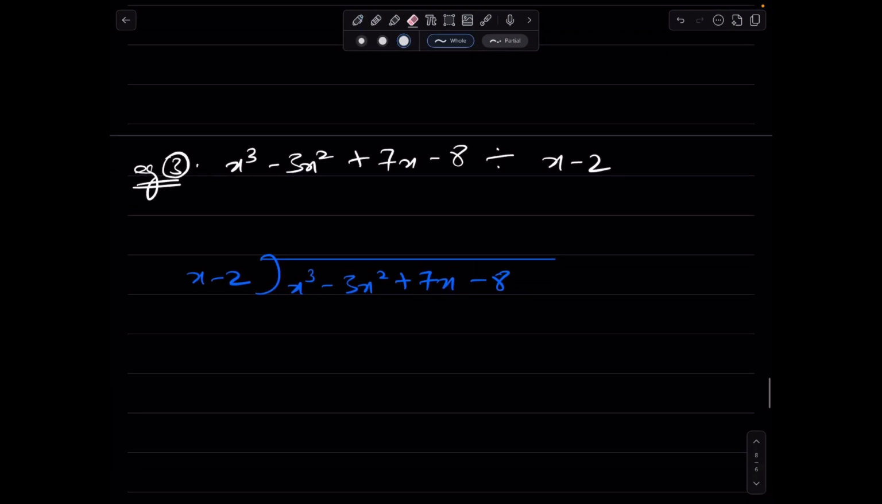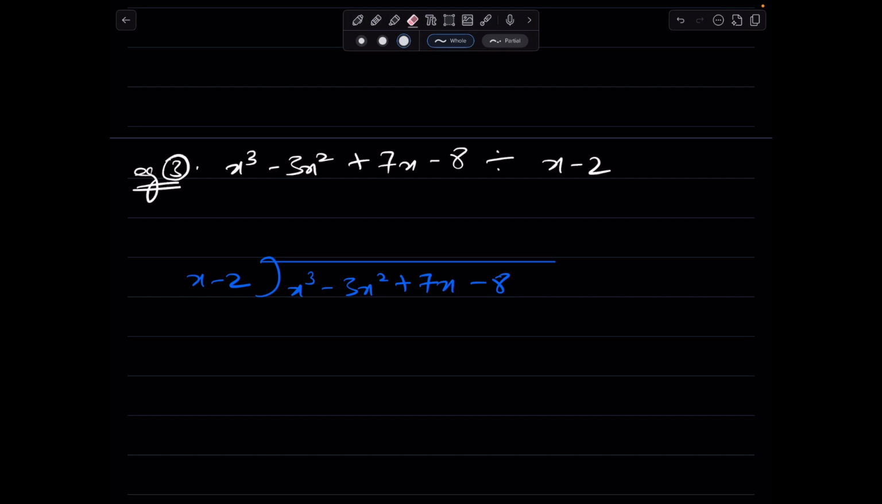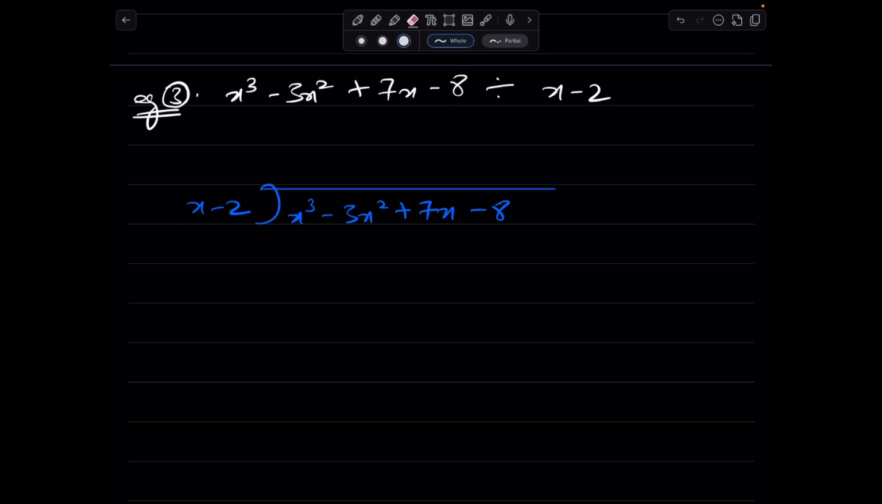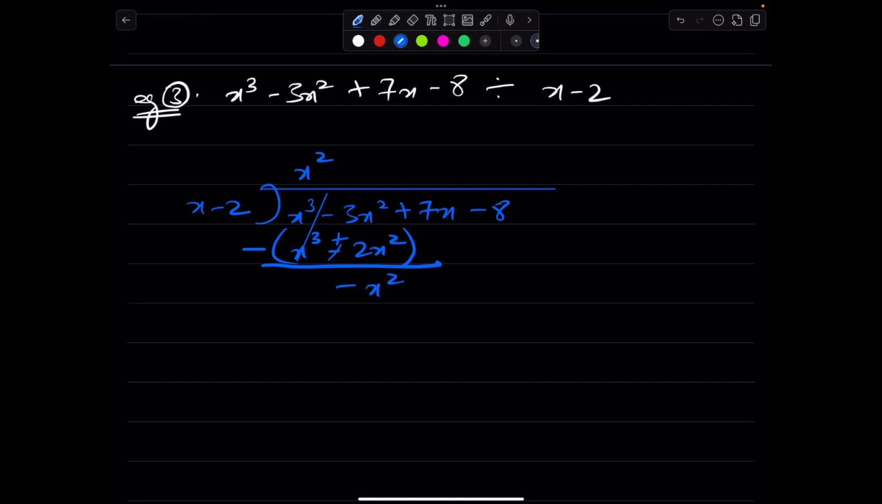Now we'll take 3 more examples before we advance things up a bit. So in this example, we'll do the same thing. We'll multiply x minus 2 with x square. So we get x cubed. So we have x cubed minus 2x square. We'll subtract the whole thing. x cubes cancel out. The sign of minus 2x square changes and we have minus x square. We'll bring plus 7x down and we'll write minus x in the quotient. So we have minus x square plus 2x. We'll subtract the whole thing. The x squares cancel out and the sign of plus 2x changes and we have 5x.